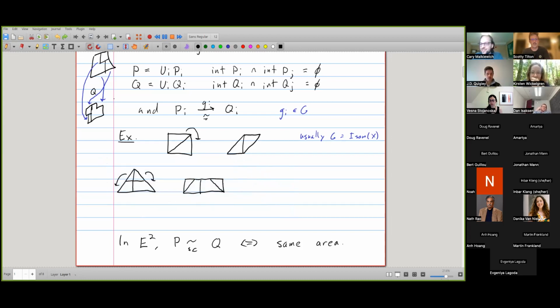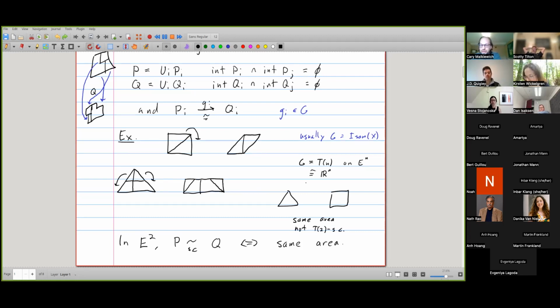So to go for Dan's example, I could let G be the translation group on n-dimensional Euclidean space. So that's isomorphic to Rn. And then if I take a triangle and a rectangle with the same area, these are scissors congruent, but they are not T2 scissors congruent. It's impossible to cut up the triangle and, using only translations, rearrange it to this rectangle.